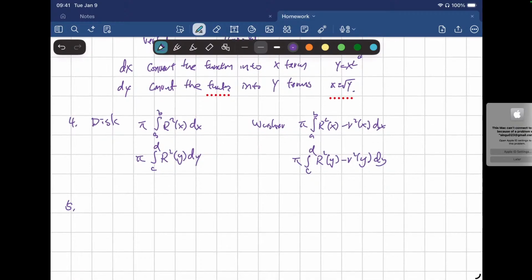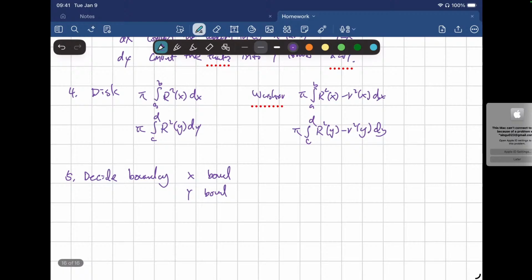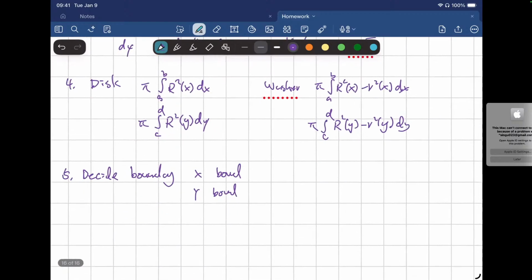Fifth: I want you to also decide the boundary. Is it the x bound or y bound? Okay, decide the boundary. Let's say it's 1 to 3, or yesterday's homework questions 1 to 3, or 0 to 3. This makes a difference.